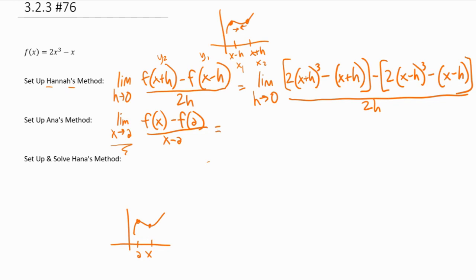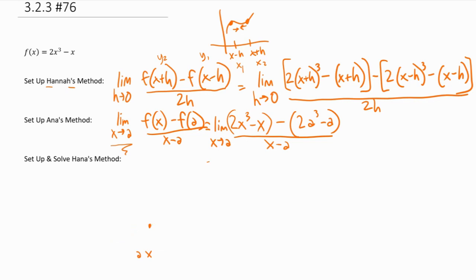So in this case, f of x would be 2x cubed minus x. f of a would be 2a cubed minus a, all over x minus a. Oh, I forgot my limit. You can't forget your limit. That's kind of the whole point of this, to be a limit definition. And so that's how you would set up using Anna's method.